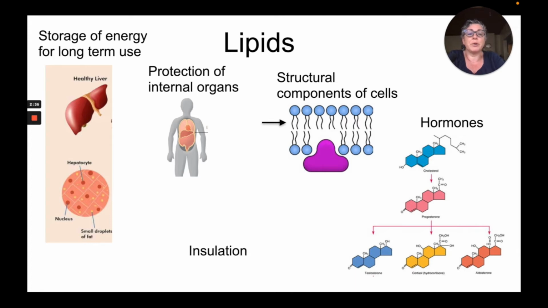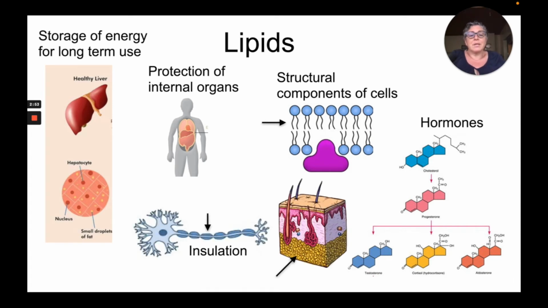Additionally, the way hormones are formed comes from lipids. So you've heard of cholesterol. You've probably heard of progesterone and testosterone, those are hormones. Those form from lipid structures from the foods that we eat.